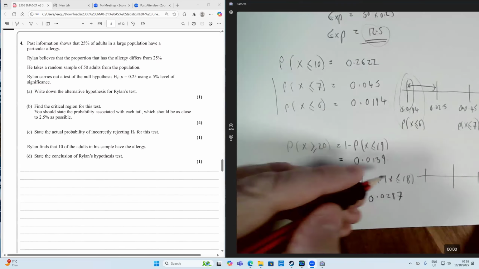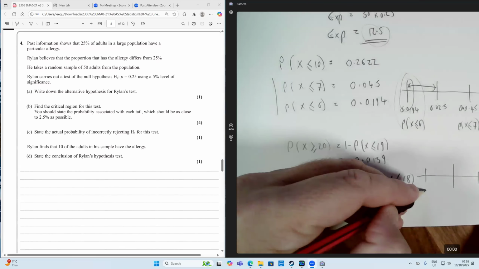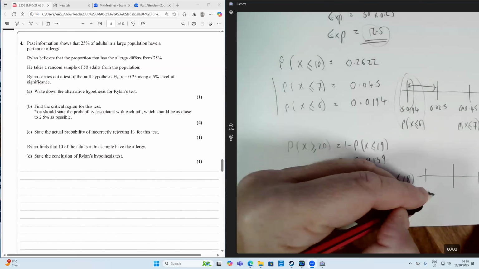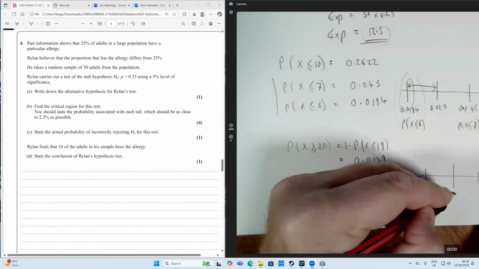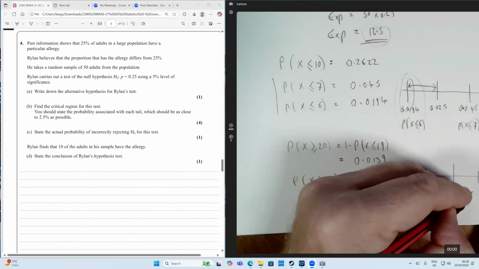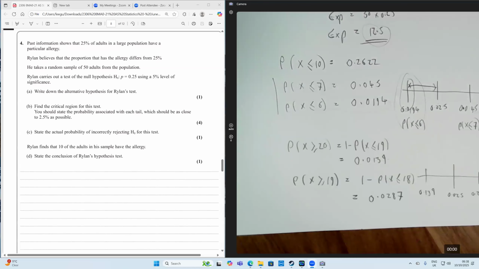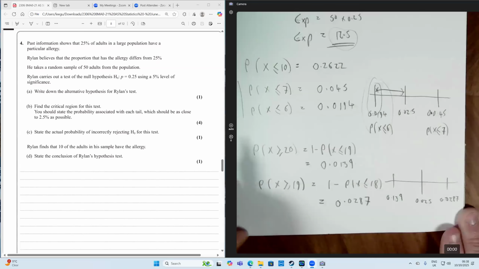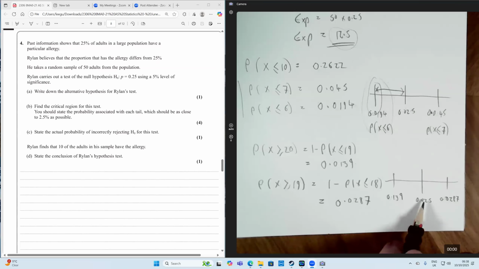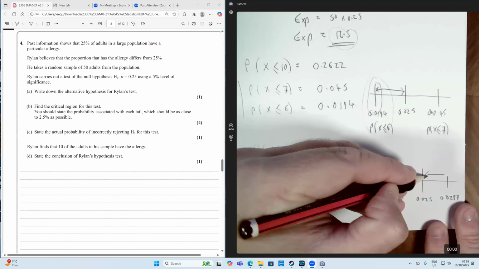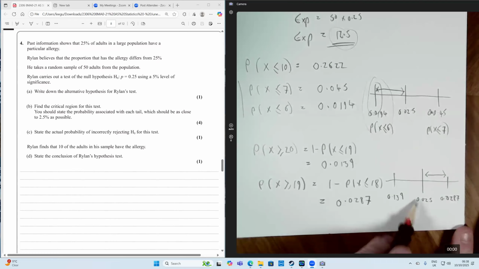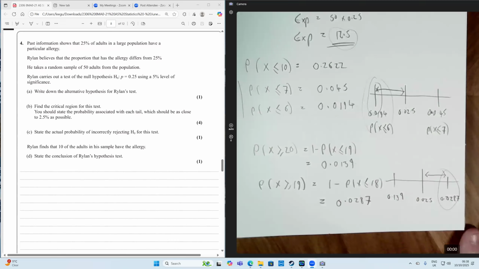Okay, so we've got here 0.0139. We've got our 0.025. We've got our 0.0287. Okay, so this one is bigger than the 2.5, but you can see it's really close to 0.025. It's just a little bit over. So in this case, this one is closer to the critical value. So that's what we're going to go with.